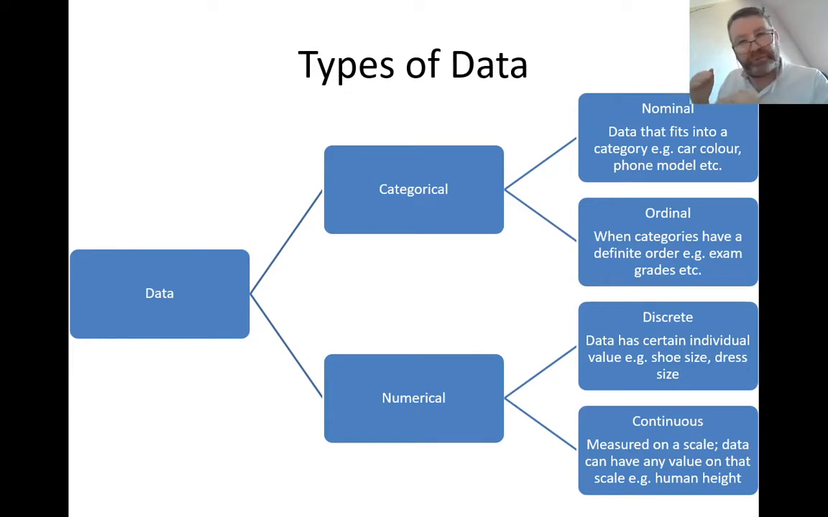So is there an order of importance in terms of your grades? Yes. So what does that mean? That means we're talking about ordinal data. There is an order to the data that you're collecting. There is a hierarchy present. There is an order of importance. Okay, so think about it again.